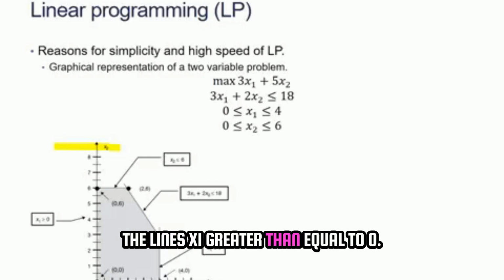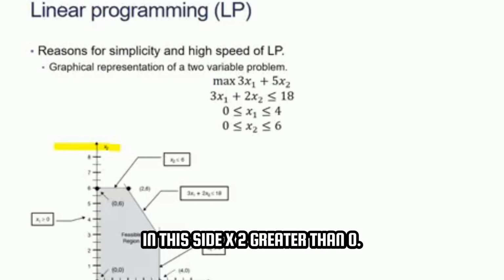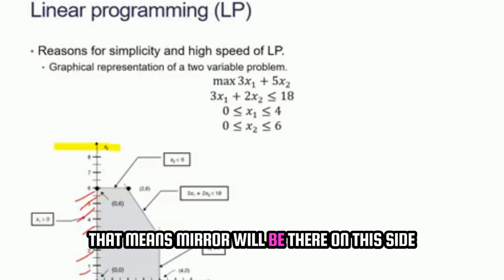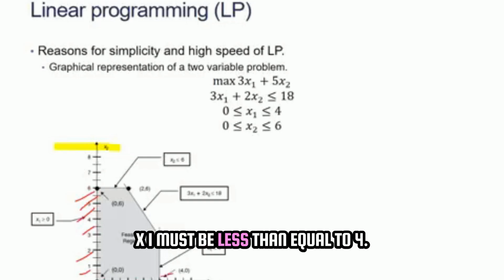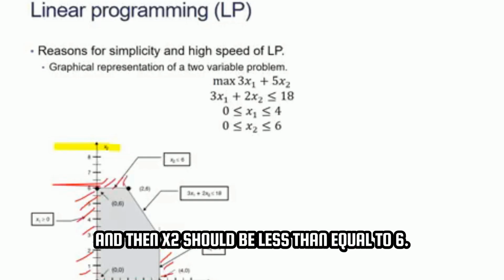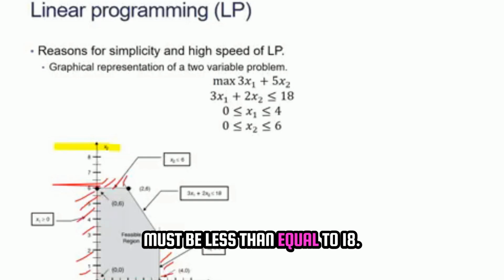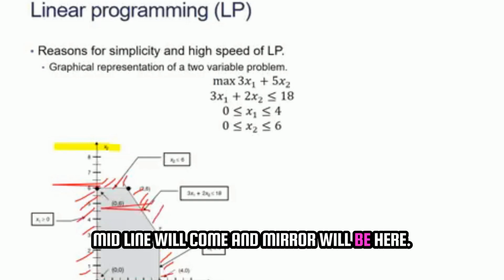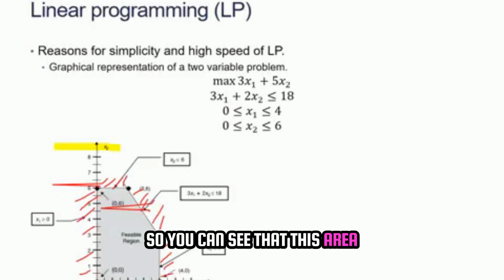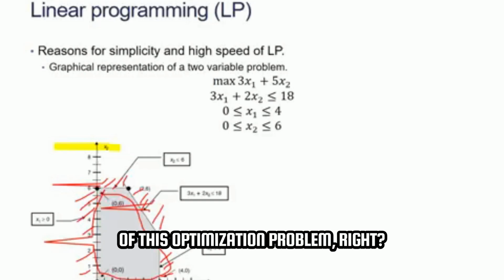Then you have to draw all the lines. x1 greater than or equal to 0, so that means the feasible side is on this side. x2 greater than or equal to 0, that means the feasible side will be on this side. x1 must be less than or equal to 4, that means the feasible side is going to be here, and then x2 should be less than or equal to 6, the feasible side is going to be here. And then we know that 3x1 plus 2x2 must be less than or equal to 18. If you draw this line, this middle line will come and the feasible side will be here. So you can see that this area is going to be the feasible region of this optimization problem, right?